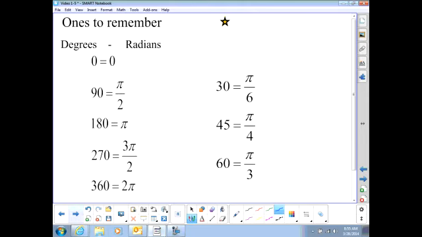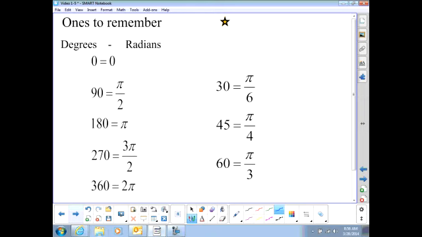Some helpful ones to remember, your radians to degrees. 0 is just 0. 90 is pi over 2, because that's like saying 180 divided by 2. We already said 180 is pi. 270 would be 3 pi over 2, or 1.5 pi. And then 360 would be 2 pi, because 2 times 180 is 360.